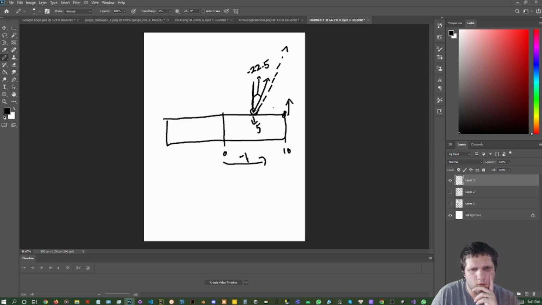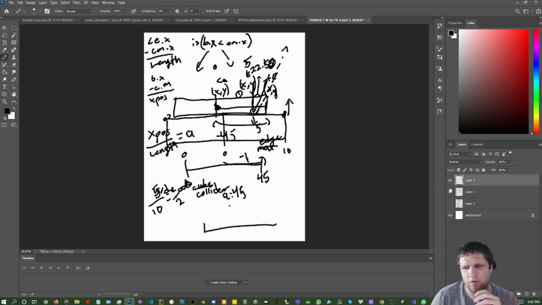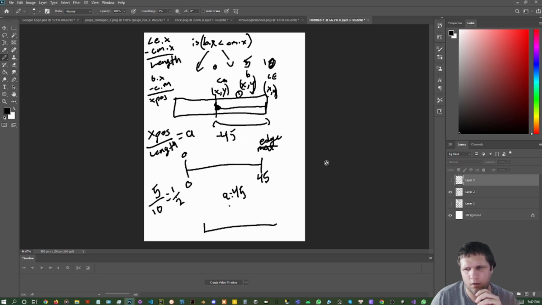So, two things: to determine what side of the cube or collider, and then we want to use the math formula that we just came up with, x position divided by the length, multiplied by 45.